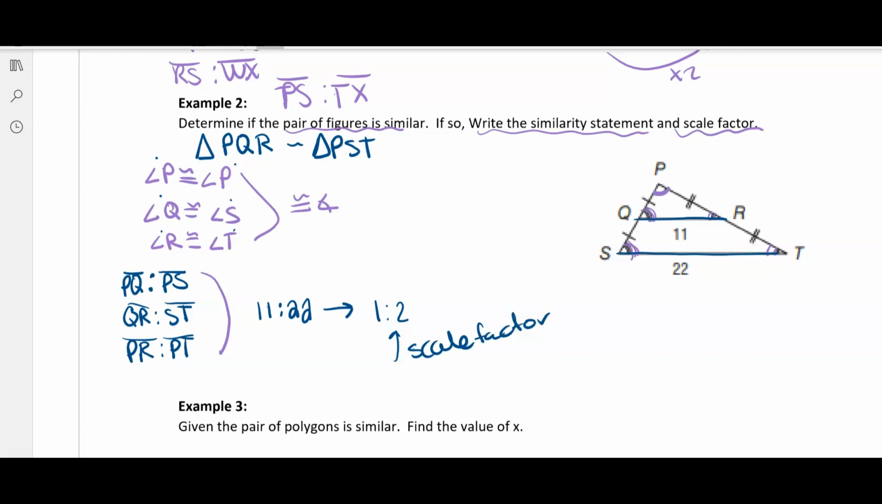Let's say that PR was 3. If PR is 3, what would PT be? Well, we know the scale factor is 1 to 2, which means this is the small triangle, and when we get to the big triangle, we're going to multiply all of our sides by 2. So PT would be 3 times 2, which would be 6. So we would get that side to be 6. That's where the scale factor is coming into play.